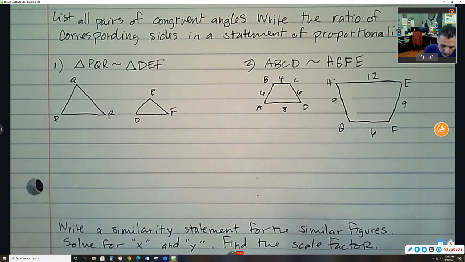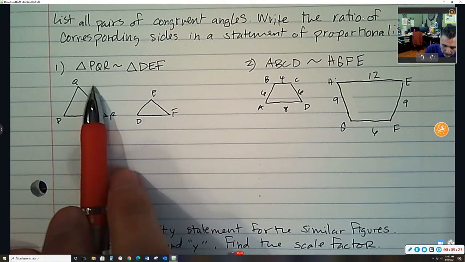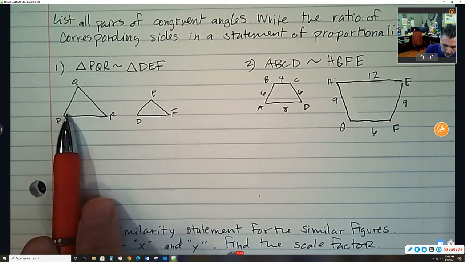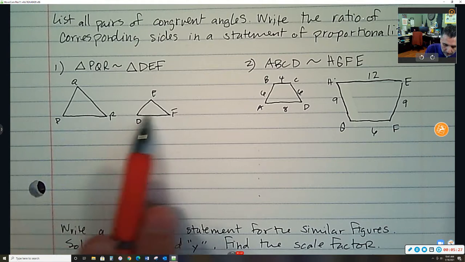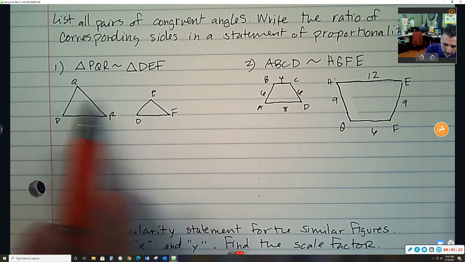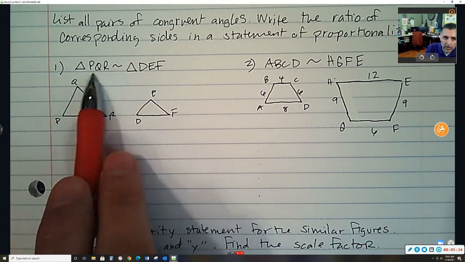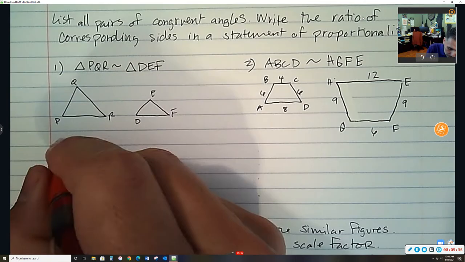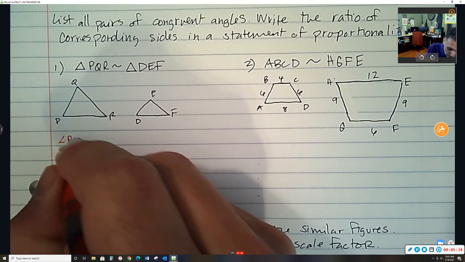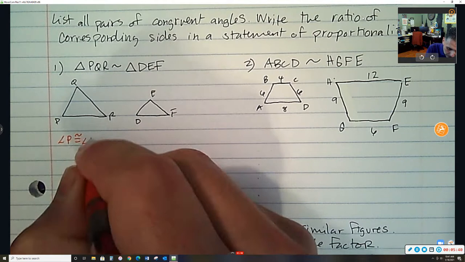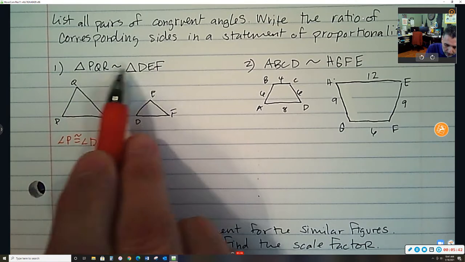So you can either look at the figures, since sometimes they have the angles marked, or you can just look at the similarity statement. Here's the similarity statement. Again, I know angle P is congruent to angle D because they're in the same spot.